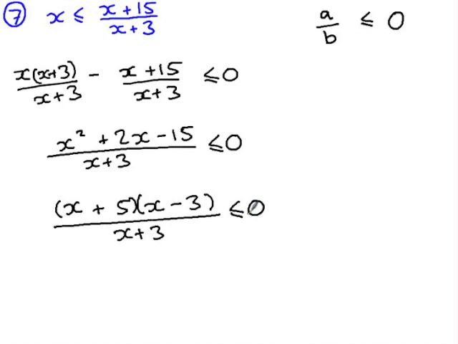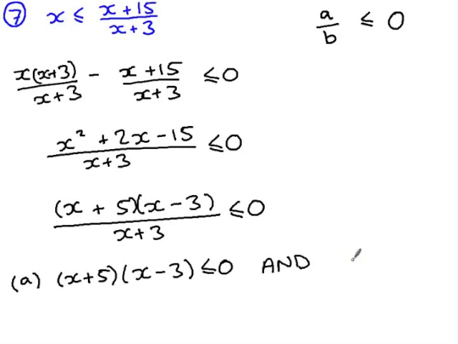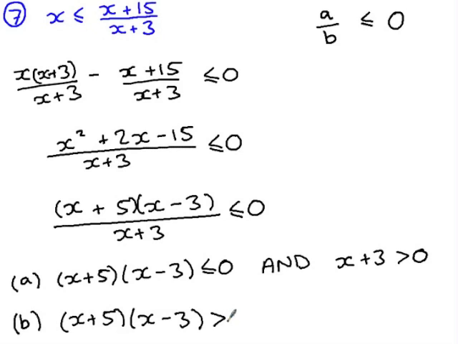So if the quotient is less than or equal to 0, I have two possibilities. Firstly, the numerator is less than or equal to 0, and the denominator is greater than 0. Now notice that the denominator cannot be equal to 0. The second alternative is that the numerator is greater than or equal to 0, and the denominator is less than 0.